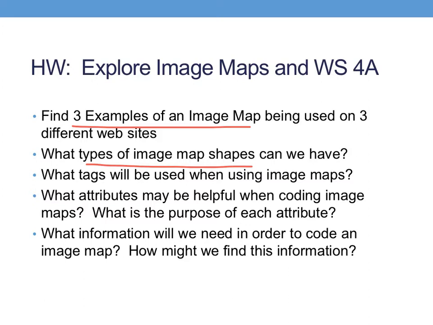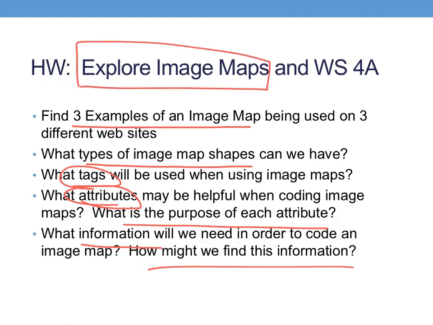Maybe figure out what tags might be helpful when using image maps. Figure out what attributes might be helpful and what the purpose of each attribute used with an image map might be. And then finally, maybe figure out what information we need in order to code an image map and how we might find this information. So these are all questions we'll talk through, but we're all realizing that with coding, you also have to learn how to explore on your own. So I'd like you to explore image maps first, see what you can find, and then we'll spend the next few days really highlighting those different tags, shapes, attributes, and all the information that we need to really code an image map on our own.